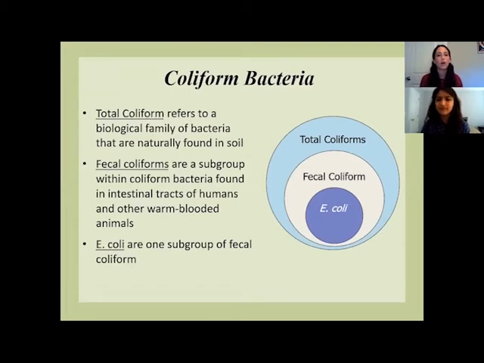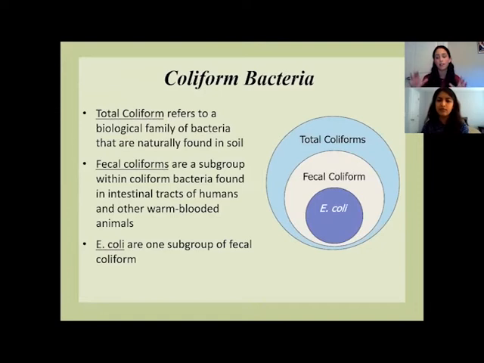So when we're thinking of E. coli, which is the one that we're going to be looking at specifically, it comes under this umbrella of coliform bacteria. So coliform bacteria is a very broad classification. It's a biological family of bacteria. It covers a lot of different stuff.